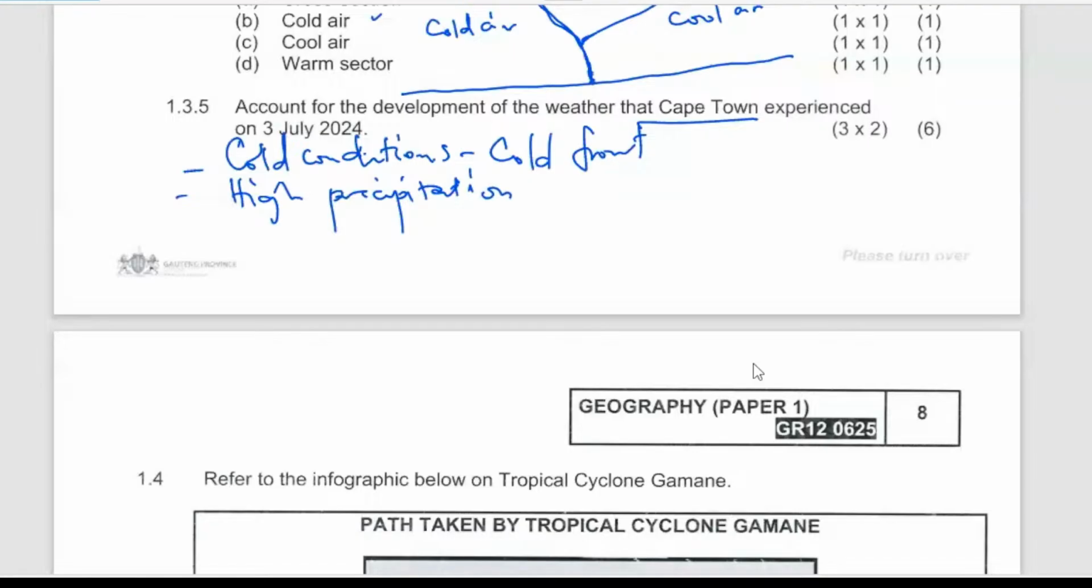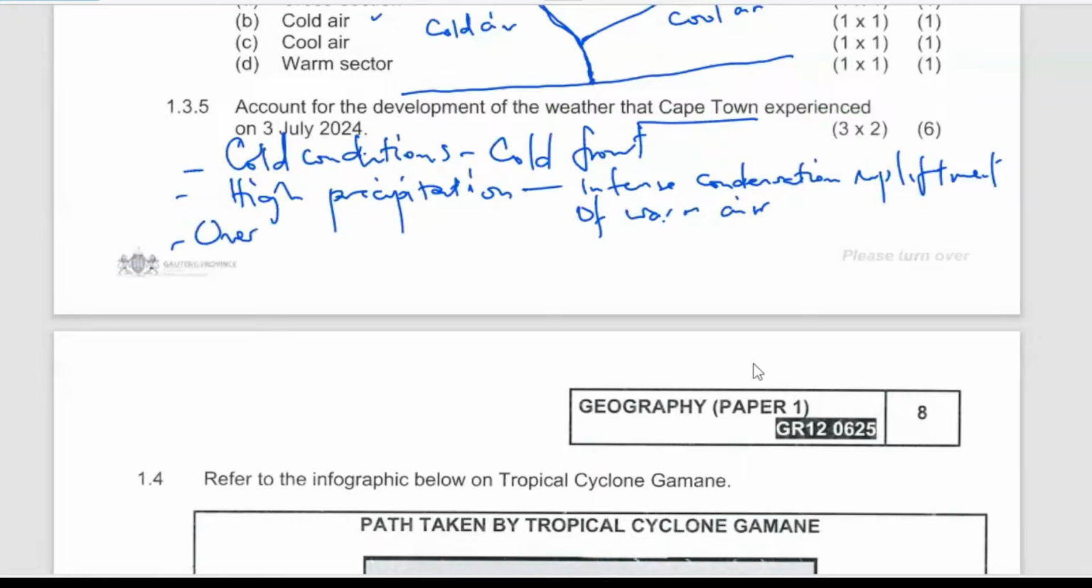Where does the high precipitation come from? It is because of intense condensation, because of upliftment of warm air. As the warm air is uplifted, it condenses and produces rainfall. Then we also have overcast conditions or high cloud cover. It is because of, again, upliftment of warm air. As the warm air uplifts, it condenses, creating clouds.